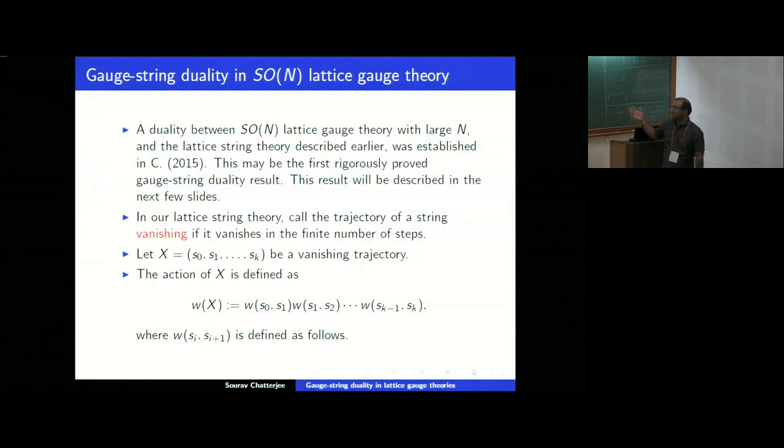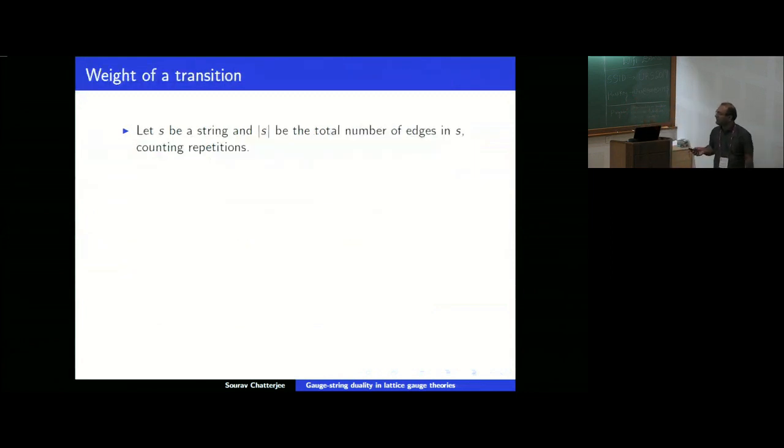However, here the difference with the Markov chain is that here the W will not necessarily be non-negative. So it can take positive and negative values. So that leads to some complications. So here is the weight of a transition. Let S be a string and absolute S be the total number of edges counting repetitions.